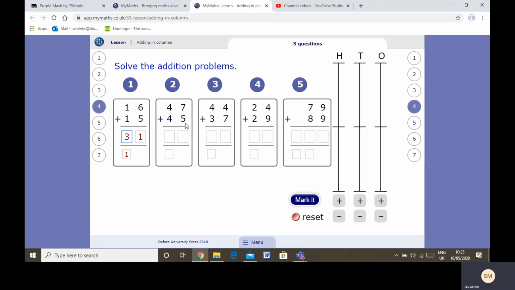So 7 plus 5 is 12. So we've got the 2 in the ones column, the 1 in the tens column. 4 plus 4 plus 1 is 9 for 90. So 92. 4 plus 7 is 11.